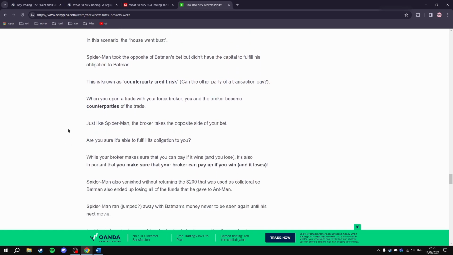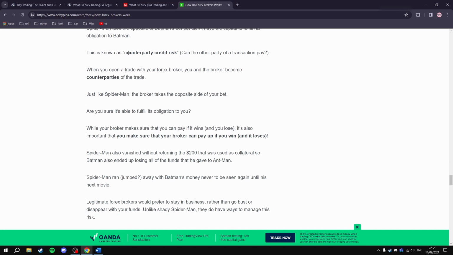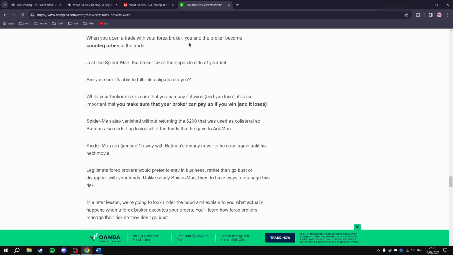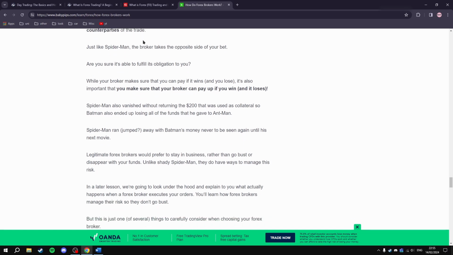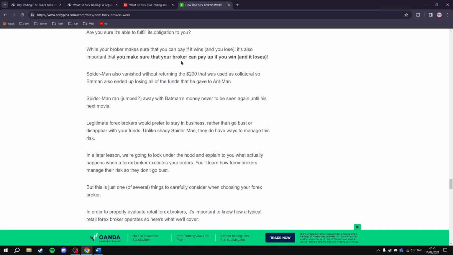In this scenario, the house went bust. Spider-Man took the opposite side of Batman's bet and didn't have the capital to fulfill his obligation to Batman. This is known as counterparty credit risk. Can the other party of a transaction pay? When you open a trade with a forex broker, you and the broker become counterparties of the trade. Just like Spider-Man, the broker takes the opposite side of your bet. Are you sure it's able to fulfill its obligation to you?